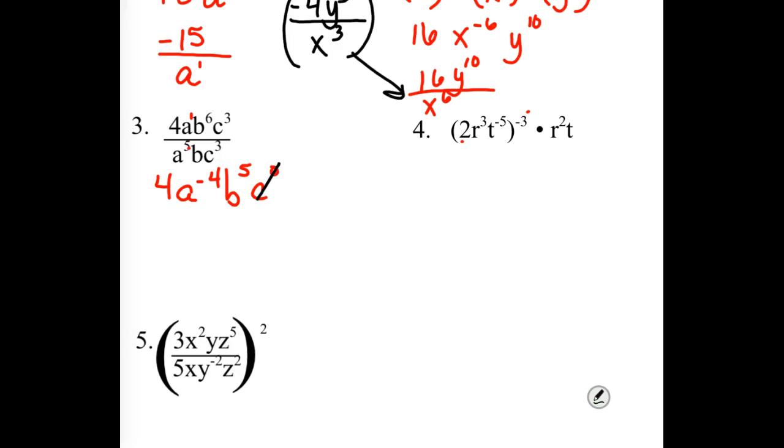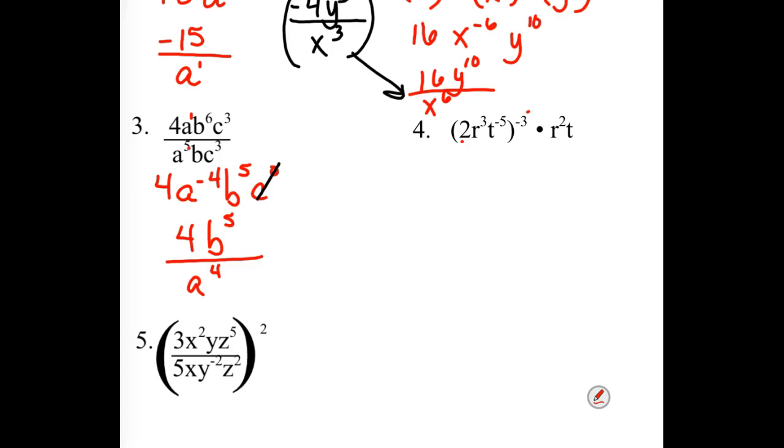Okay? Can I leave that as my answer? What do I have to do? The reciprocal of which piece? Of the A. So, final answer. The 4 and the B to the 5th would remain in the numerator, and the A to the 4th would move to the denominator.